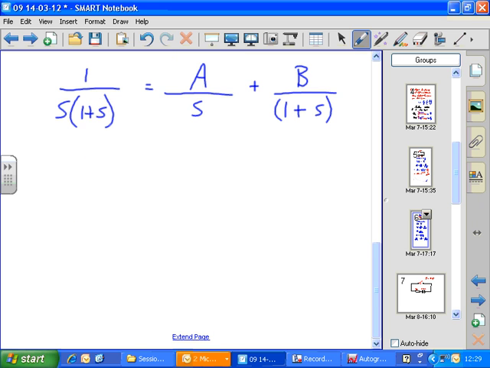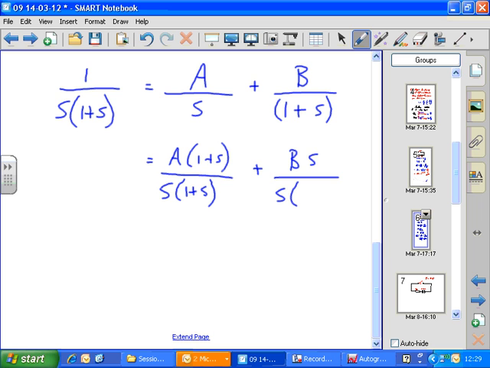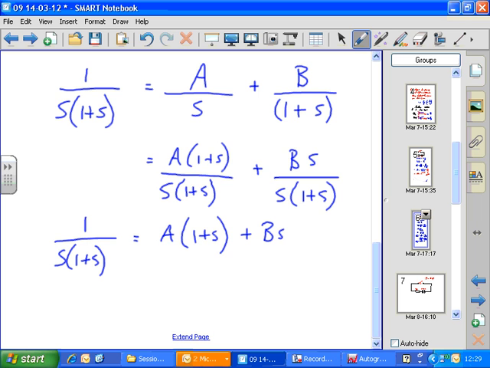If you remember the process here, what we do now is we effectively multiply A by 1 plus s. So we multiply this fraction, top and bottom, by 1 plus s. And then we multiply this fraction by s, top and bottom, so that the denominator is the same. We can combine them and say that 1 over s 1 plus s equals A(1 plus s) plus Bs all over s(1 plus s).